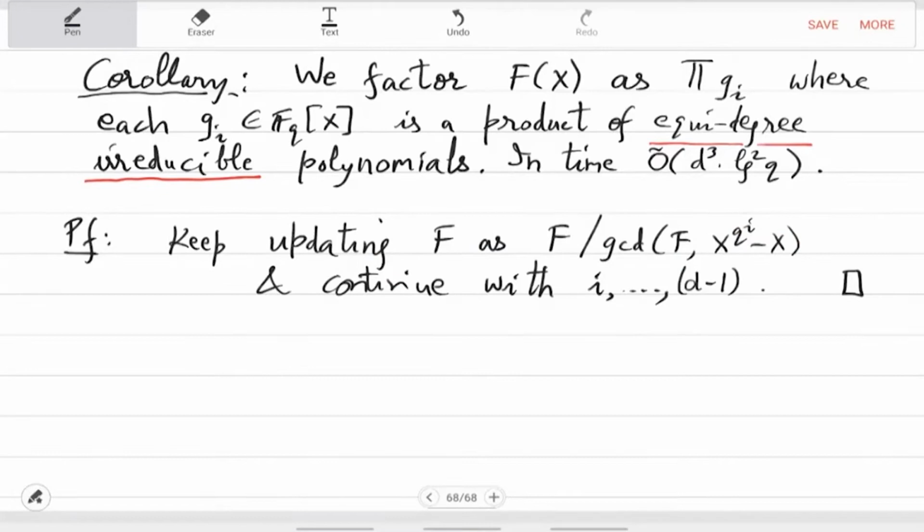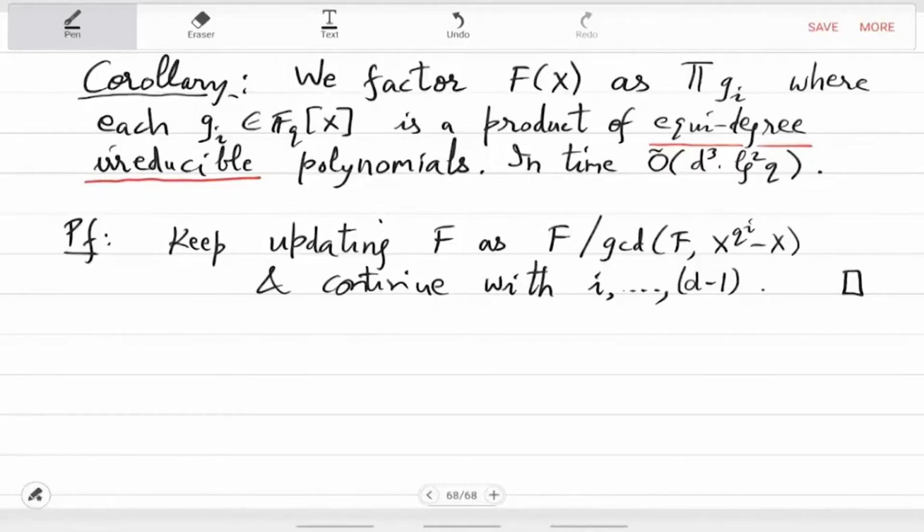And this gives you more. So this actually gives you partial factorization of f. In case your input polynomial has irreducible factors of different degrees, they will be separated. So if big F has a quadratic irreducible factor and has a cubic irreducible factor, then for i equal to 2, the quadratic will come out. So they will be separated. So you will actually get what is called equi-degree factorization.